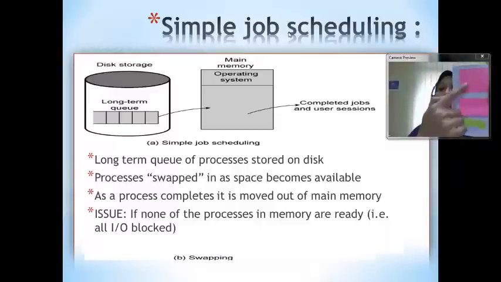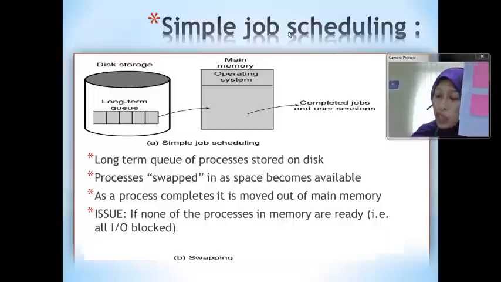Okay, so this process has been blocked, but this one is ready to be executed. So the CPU can execute this process. So the process will be executed by the CPU. Okay, the CPU will execute this process, and then the completed jobs will be swapped out from the main memory.